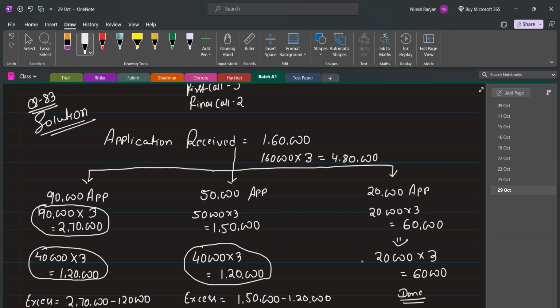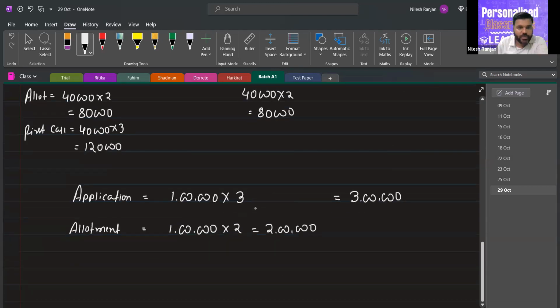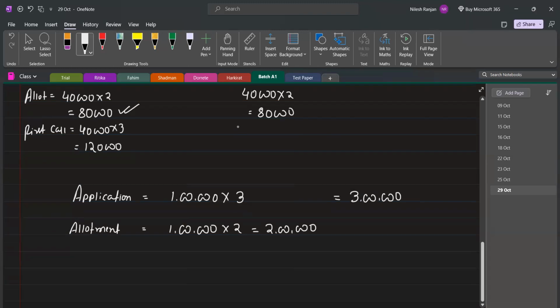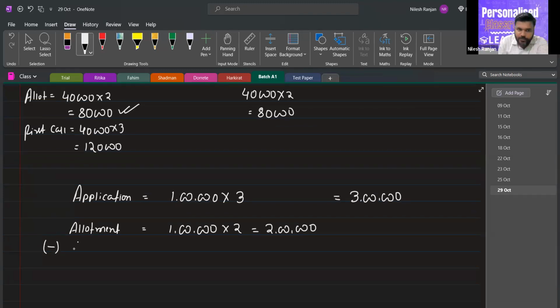Okay. Now from that excess money, 1,80,000, we have utilized 80,000 here on allotment in this case, and 30,000 here, because the only balance amount is 30,000. So this will be utilized fully. So we have utilized 1,10,000 towards allotment. So minus excess application.